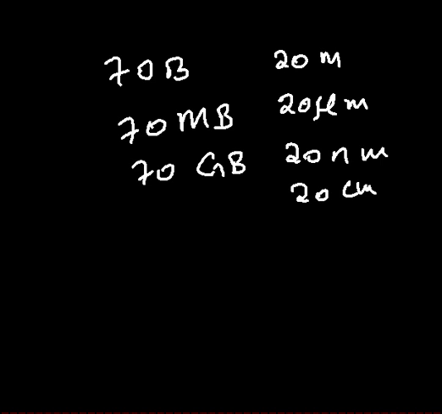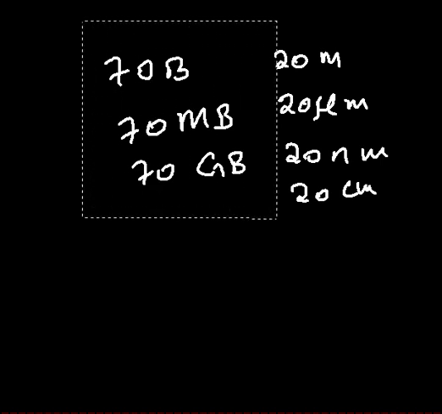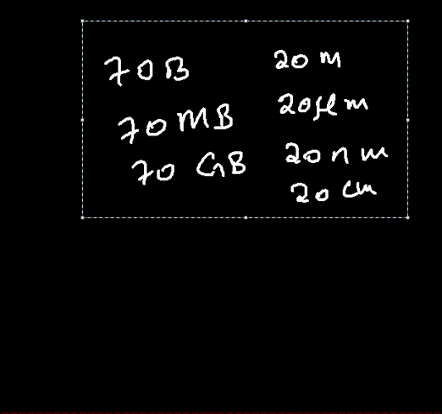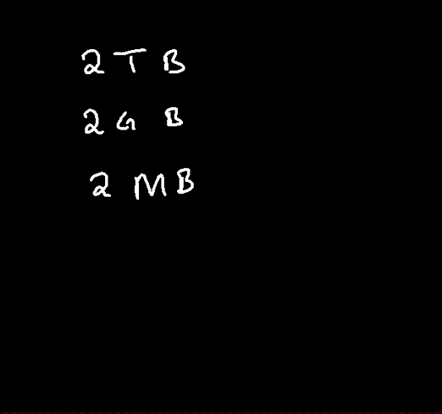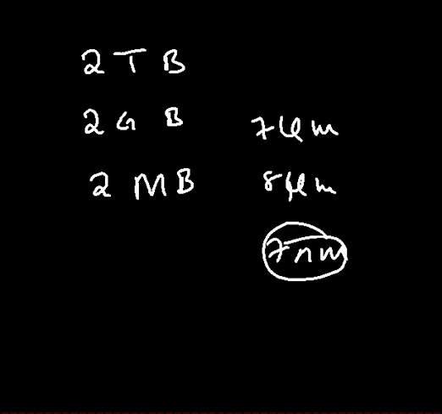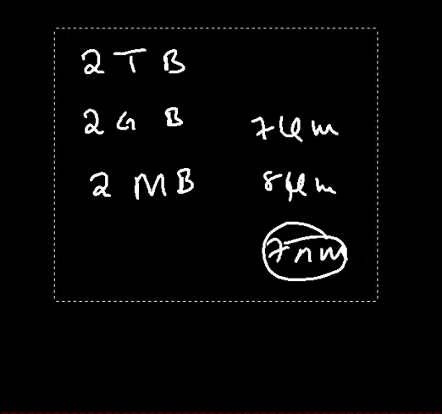So we have several units that we can incorporate with the prefixes. And let's say we can have 2 terabytes, that is okay. 2 GB, that is okay. Let's say 2 megabytes, you can have that as well. And you can have 7 micrometers, that is okay. And 8 micrometers, that is okay. And 7 nanometers, you can have that one. So at the end of the day, the SI units can also be incorporated with the prefixes. So keep that in mind.